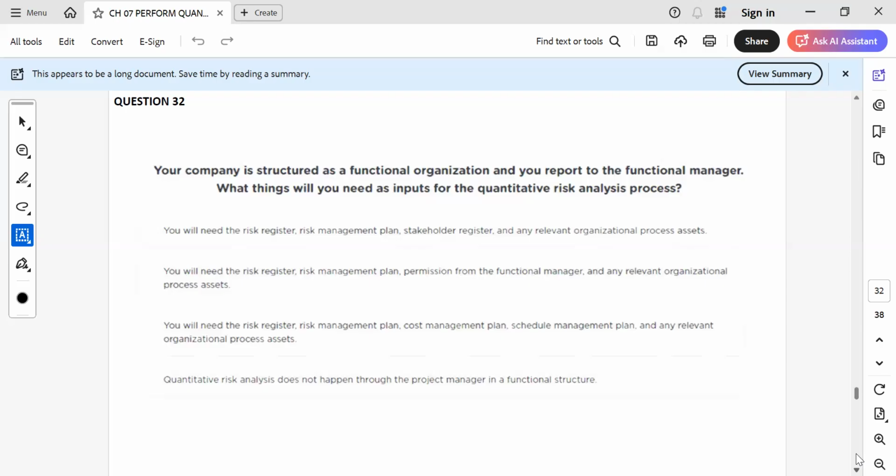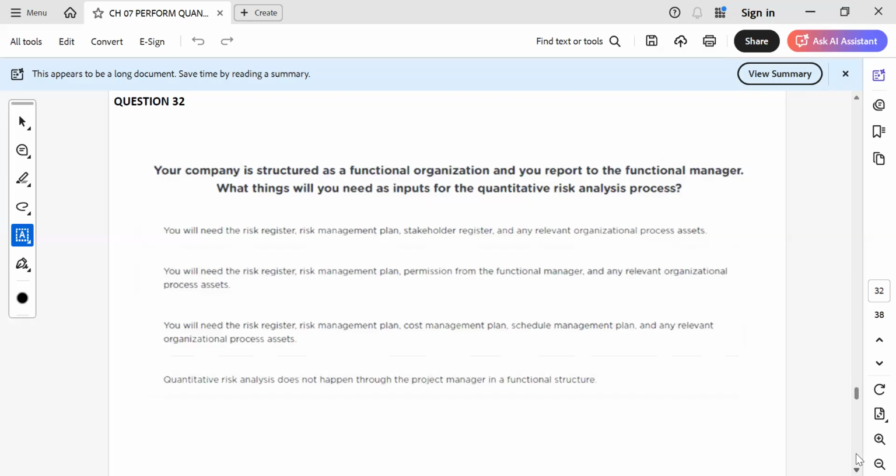I have one question. When we are writing the risk management plan, we are writing which processes we will perform and which tools we will use, right? So if that risk management plan is getting approval from the functional manager, even if he is the sponsor, the head, then we have already taken the permission. So why are we taking permission again for doing the quantitative risk analysis, sir?